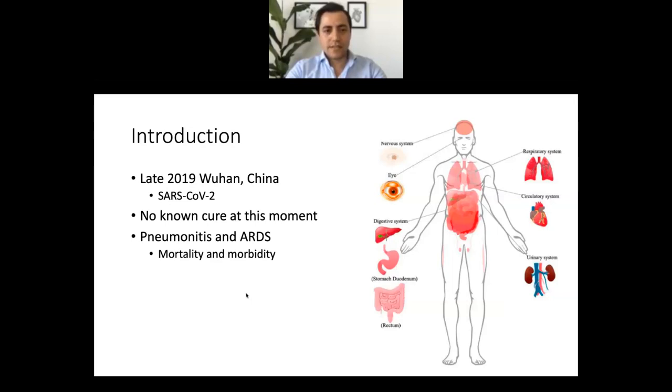The COVID-19 disease started in late 2019 and originated from Wuhan, China. And it developed into a pandemic real soon, in a matter of weeks to months. At this moment, we don't have a cure for this disease. And when it develops into a severe illness, it manifests itself as pneumonitis and ARDS, with the mortality and morbidity coming specifically from these two characteristics of the disease.